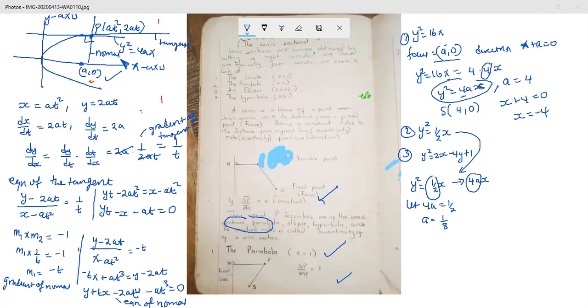So if a is equal to 1 over 8, the equation would have been y squared is equal to 4 times 1 over 8 of x. Then you can get your focus as 1 over 8, 0. Then you get x is equal to negative 1 over 8 as your directrix.